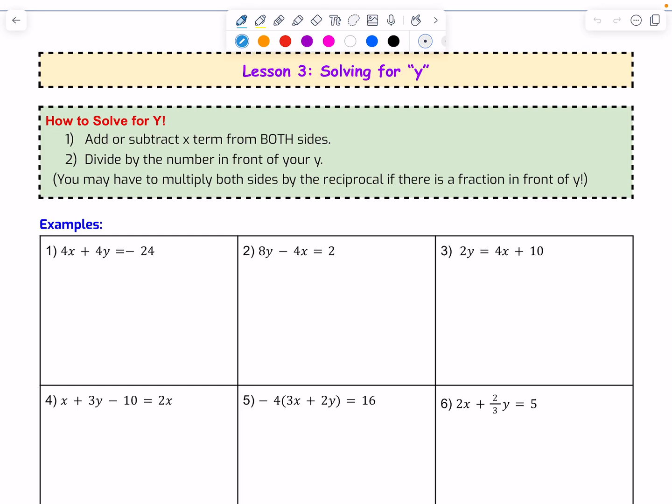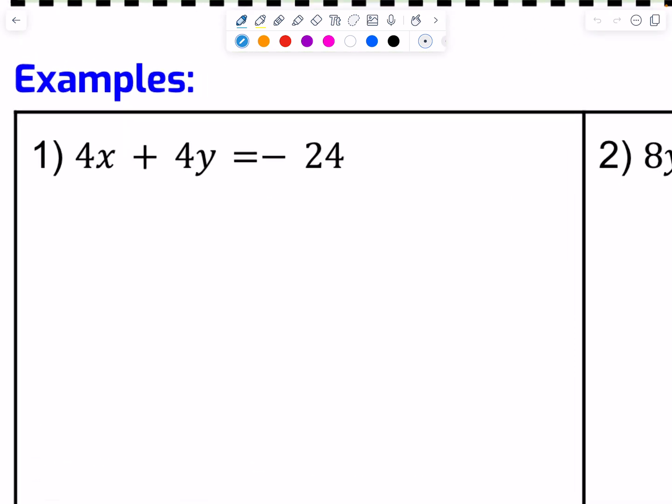In this video, let's take a look at solving for y. So some basic steps to solve for y in most equations are that we want to add or subtract our x term from both sides and then divide by the number in front of y. And then just make a note that you may have to multiply both sides by the reciprocal if there is a fraction in front of y. So let's look at a couple of examples.